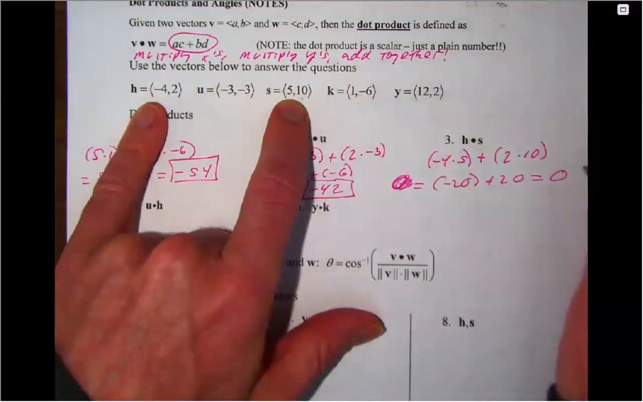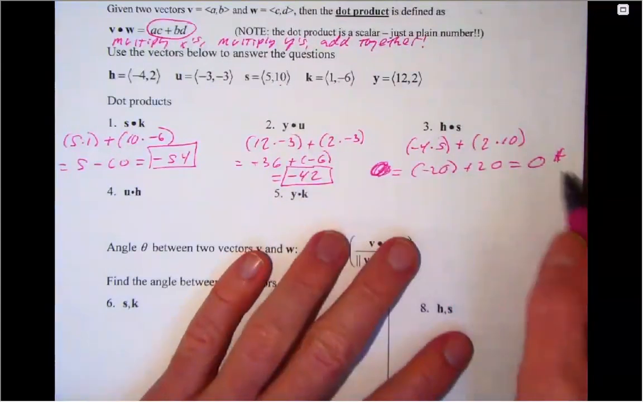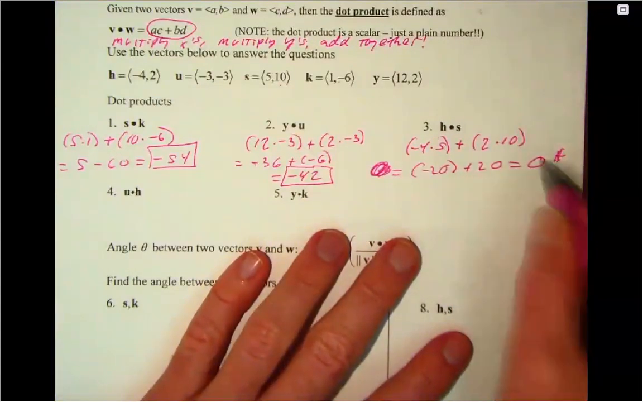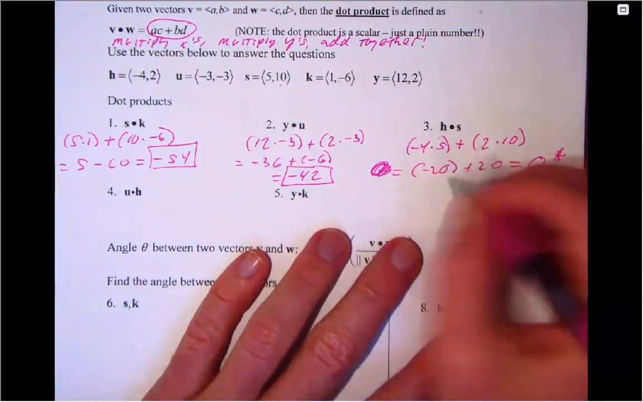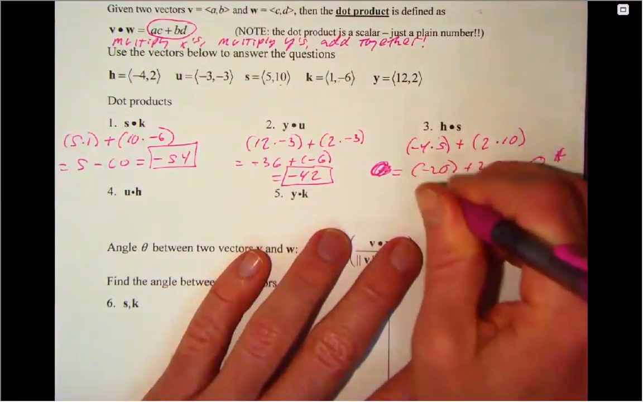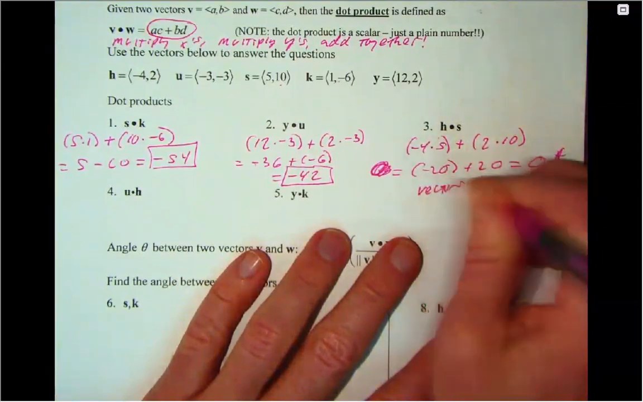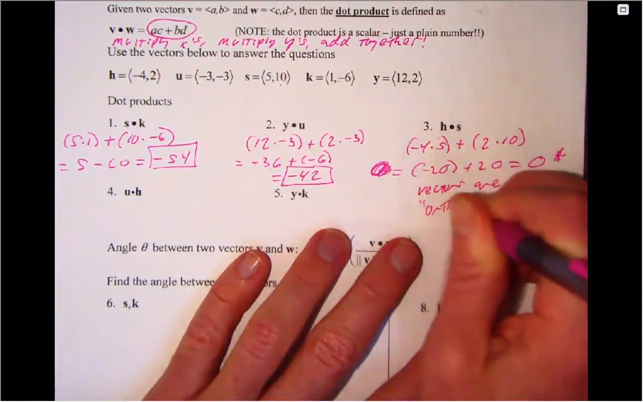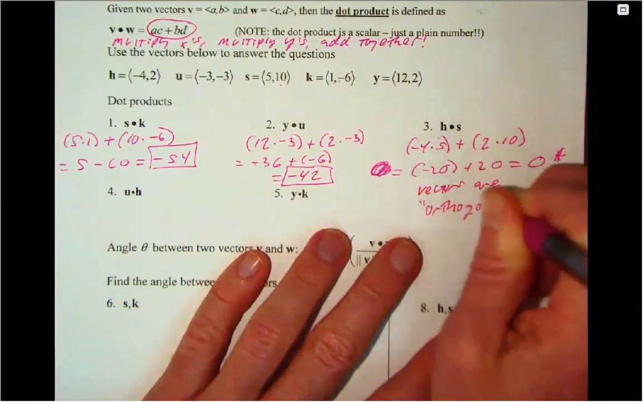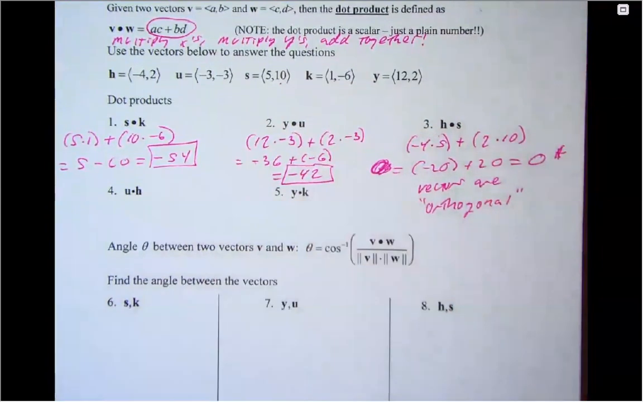This is actually a special case, and I got a fancy word for you, so you can impress your friends and impress your parents later on. When the dot product is equal to 0, we call those two vectors orthogonal. Orthogonal is really just a fancy word for perpendicular.